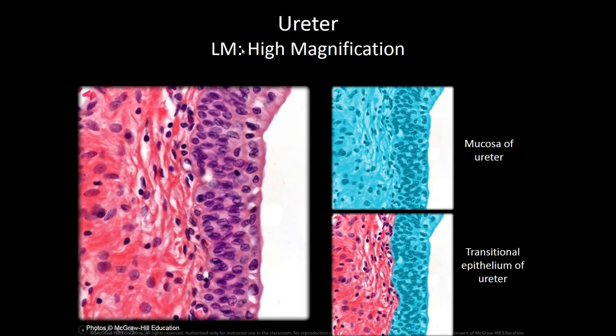This is a longitudinal section of the ureter to show you this transitional epithelium. These cells are tall when the ureter is empty, and then they can be squished when the ureter is passing the urine.